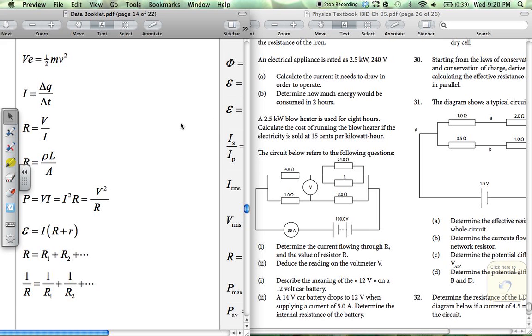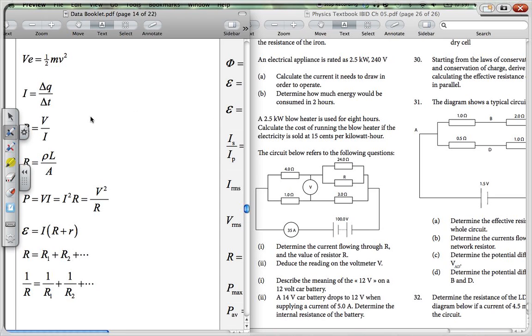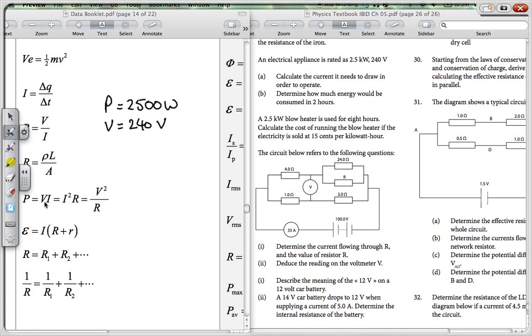Fine, so we've got 2.5 kilowatts, so that is our power. So our power is equal to 2,500 watt, and our voltage is equal to 240 volt, and therefore we would just use that formula over there to calculate our current. Our I would equal our power divided by our voltage, so it's 2,500 divided by 240.